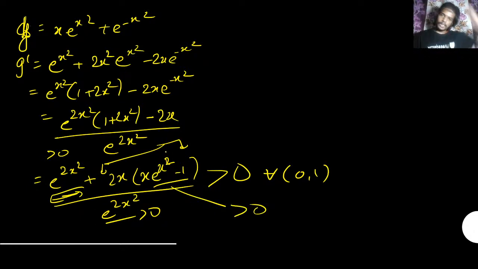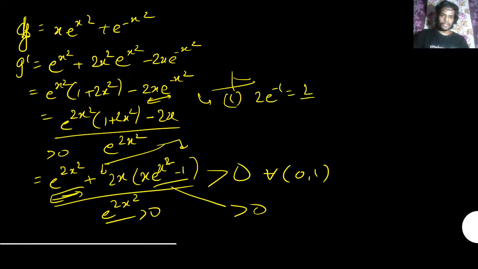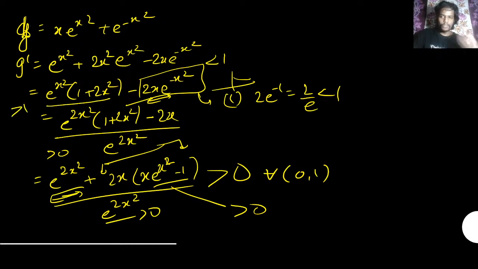Is there another way to verify it? I guess there is. See, this is a decreasing function because e to the power minus x square is decreasing. So this value would be maximum at 0 and minima at 1. So this is a decreasing function, which implies minus 2x e to the power minus x square is an increasing function. So the maximum value would be at 1, and the maximum value would be 2 into e to the power minus 1, which is 2 upon e. This is less than 1. So the maximum value of this guy is less than 1, and this guy is always greater than 1. Always. So obviously the difference would be positive. So from there also we can say that g dash is always positive.